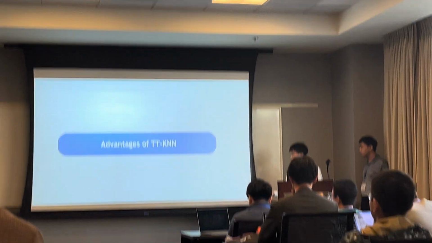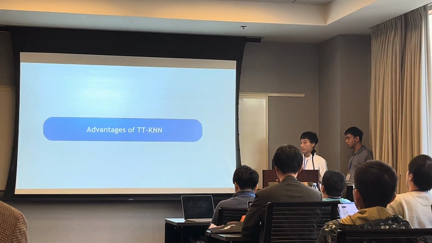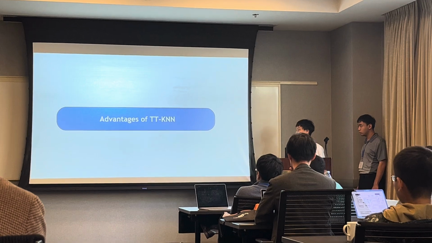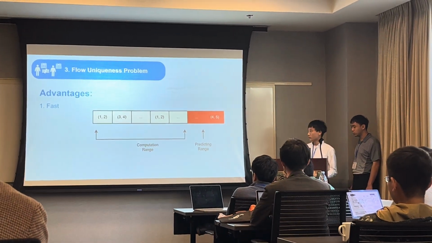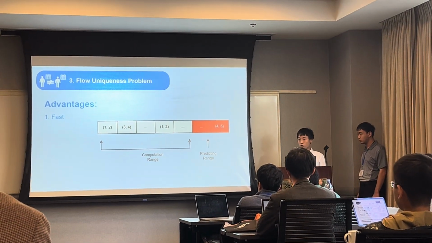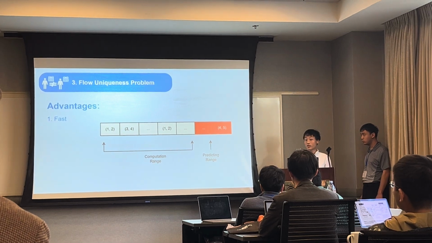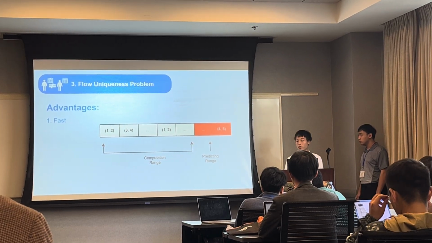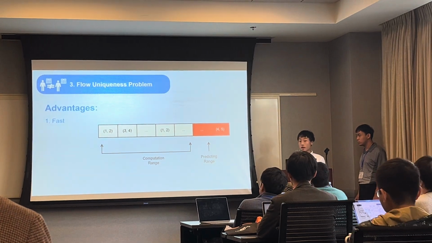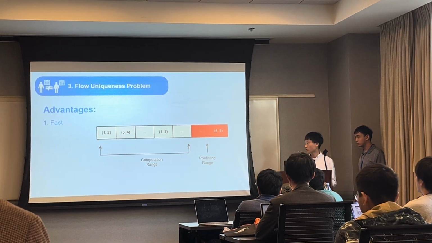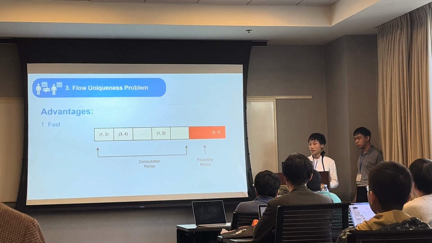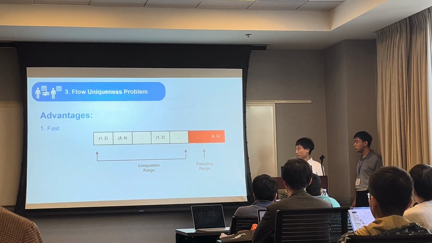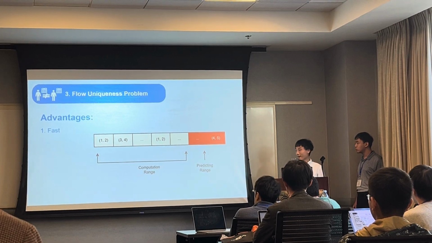So let's talk about the advantages of our proposed model, which is TT-KNN, the Temporal-Trajectory-based k-nearest neighbor model. The first one is that it's pretty fast because, as we mentioned before, we segment our data based on time, so we have few pairs to compare. The k-nearest neighbor model compares different nodes to calculate the distances, but because we have few pairs to do the computation, the algorithm runs really fast.